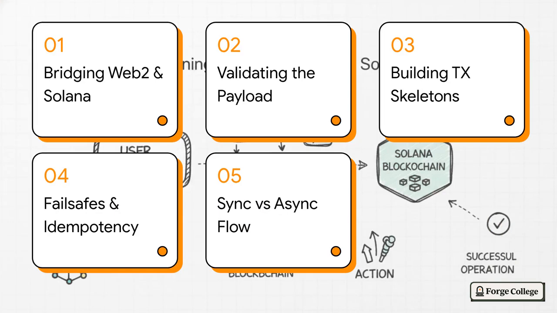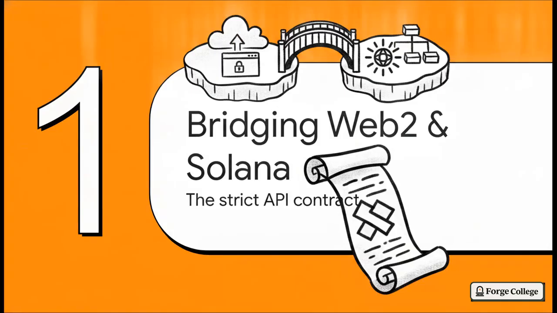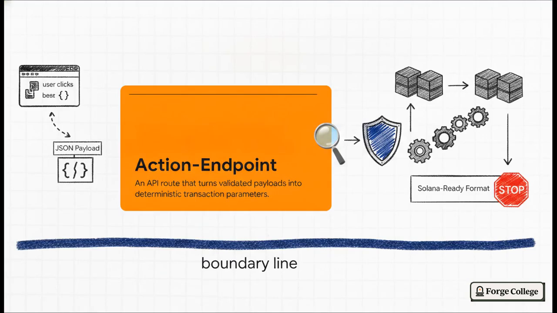For this explainer, we are basically acting as structural engineers. We'll be sketching out the precise schematic for how a user's intent becomes a perfectly validated Solana transaction. We're going to cover bridging Web 2 and Solana, validating those payloads, building out our transaction skeletons, locking down our failsafes and idempotency, and finally deciding between sync versus async flow. All right, let's lay our foundation and jump straight into Section 1, bridging Web 2 and Solana, and defining our strict API contract.